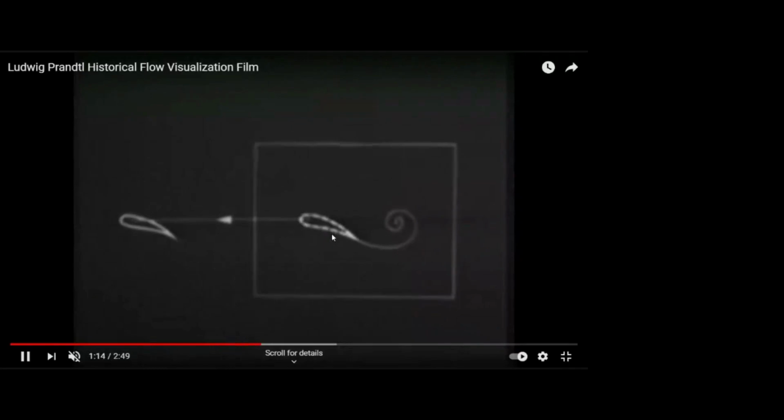And it will vanish immediately, the starting vortex. It will be distorted, then it will vanish.